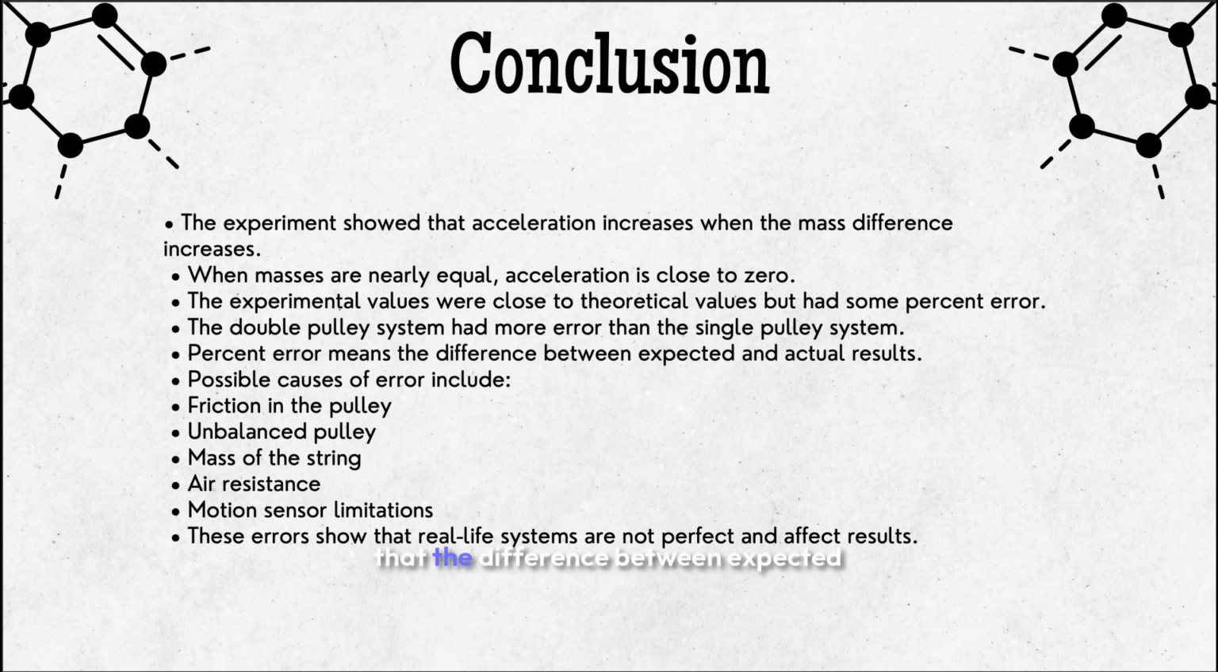Percent error means the difference between expected and actual results. Possible causes of error are the friction of the pulley, unbalanced pulley, mass of the string, air resistance, and motion sensor limitations, and all of these errors show that real-life systems are not perfect.